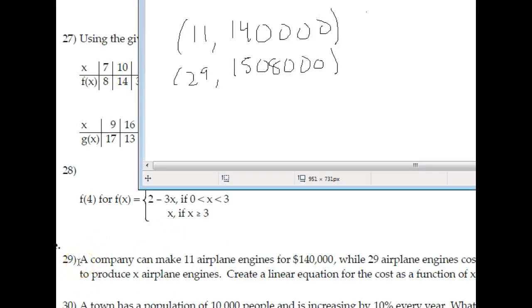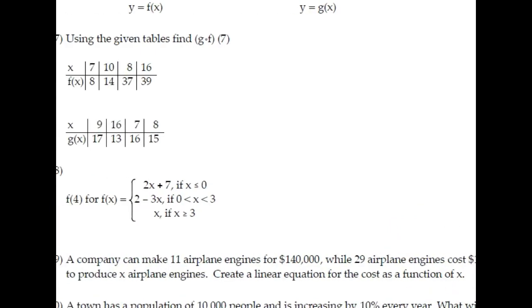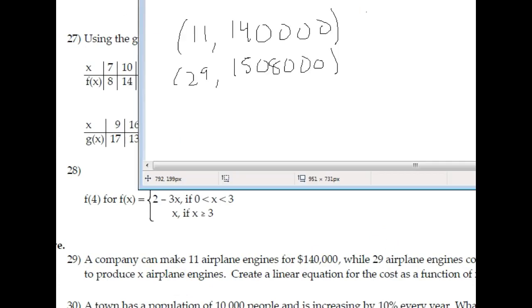For 29 here, we essentially have a linear function, and they give us 2 points on the line. So if we make 11 airplanes, it costs this much money. That's the point where our x is 11, our y is 140,000. Our x is the number of planes made, and our y is how much it costs. And then when x is 29, our y is, as it says here, 150,800. And y is the cost, like I stated, and x is the number of airplanes.